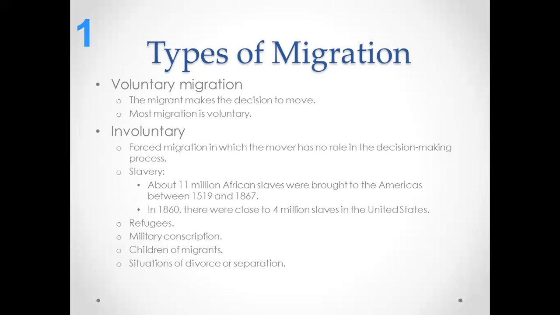Say, for example, your parents are working abroad and already have a green card, and then they petition for their children. So they really have to move. Situations of divorce or separation are also one of the causes of involuntary migration.